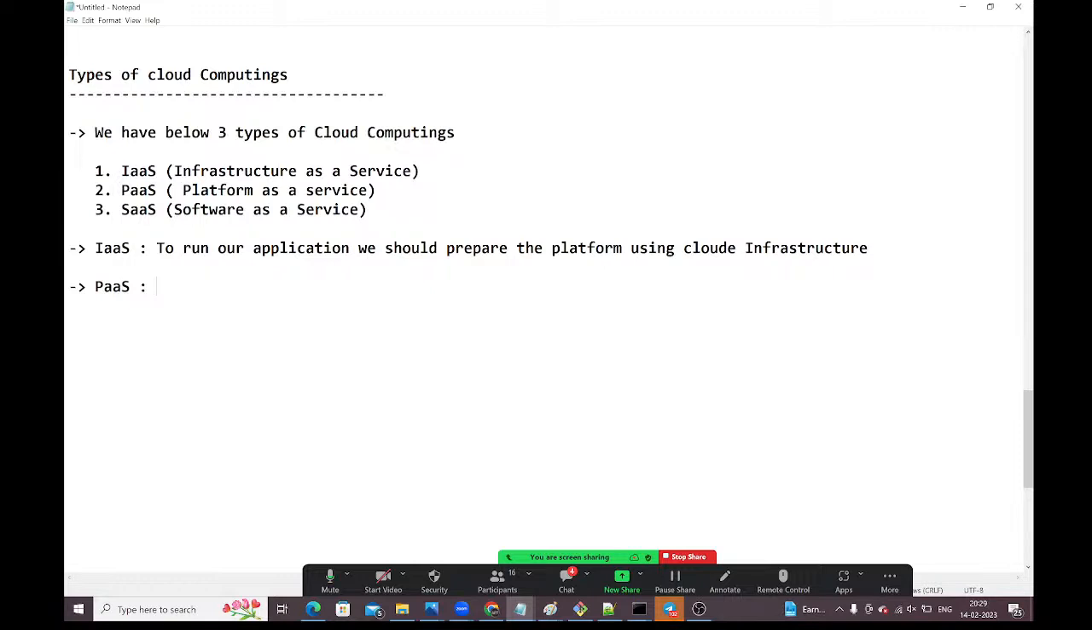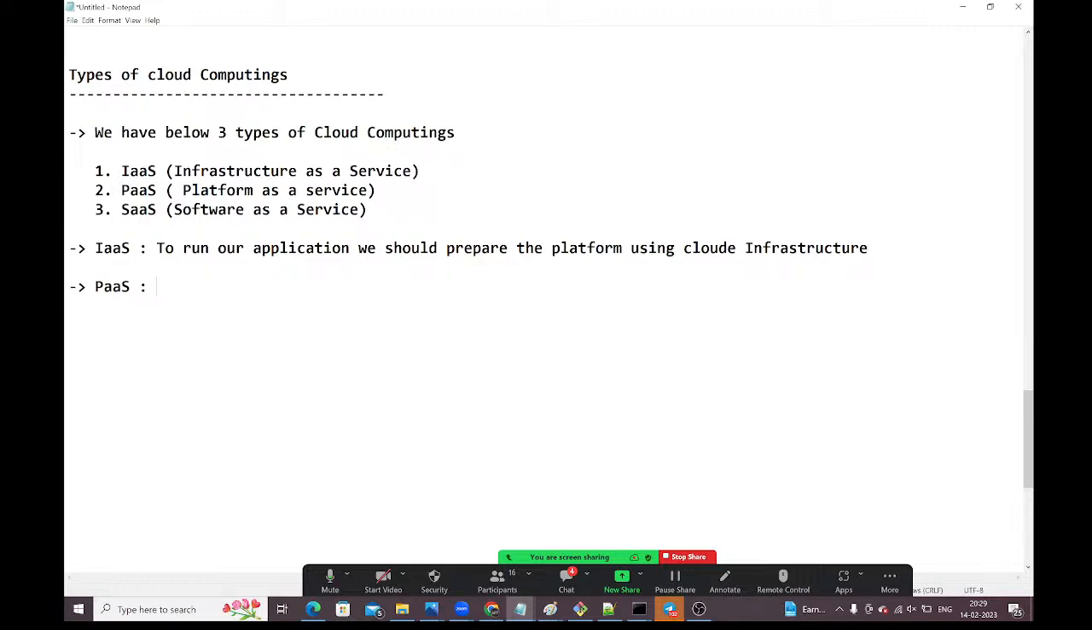In the IaaS case, you need to prepare the platform to run your application by using the resources which are provided by cloud providers. But if you don't have the time to prepare the infrastructure, prepare the platform, what you need to do? Go with PaaS. In PaaS, you don't need to prepare the platform. Right here, AWS only is providing the platform to you.